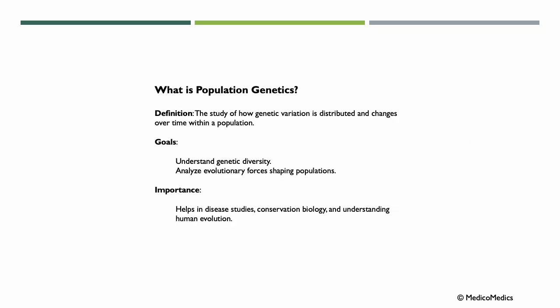Now, population genetics is the study of how genetic variation is distributed and changes over time within a population. The goal is to understand genetic diversity and to analyze evolutionary forces shaping populations. Why is it important? Because it helps in disease studies, in conservation biology, and understanding human evolution. So population genetics looks at how genes are spread across groups of people, animals, or plants, and how they change over time.